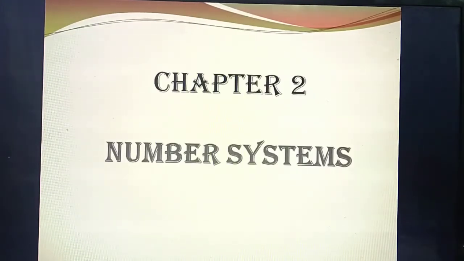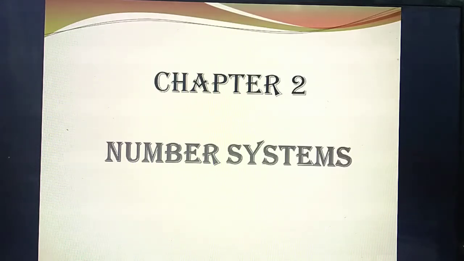Now we are studying chapter 2. What's the title of our chapter? Number Systems, isn't it? In this chapter I have taught two classes about number systems. In the first class I gave just an introduction: what do you mean by number system? Last class we studied different types of number systems. How many types did you study? Four types. What are they? Decimal, binary, octal and hexadecimal, isn't it?